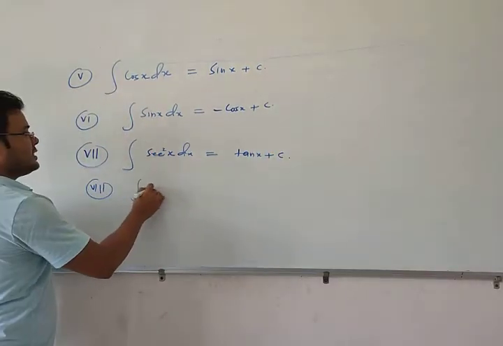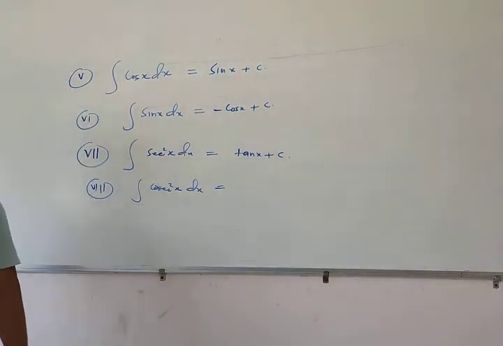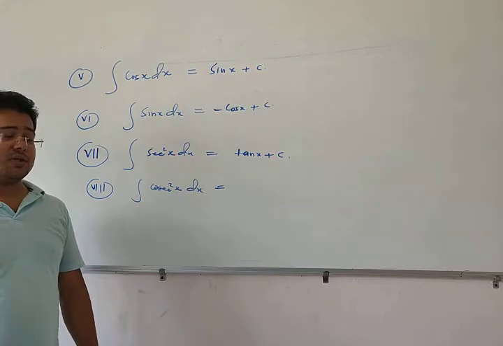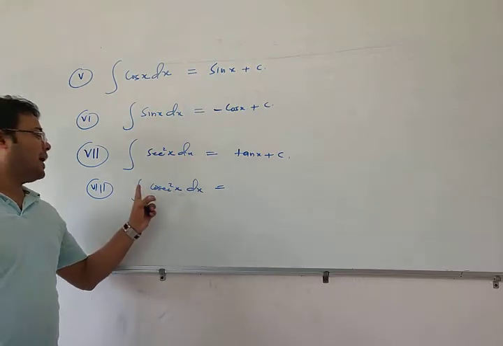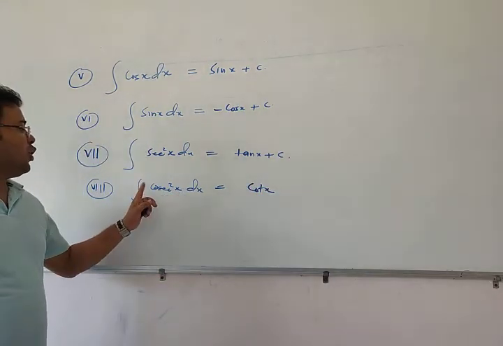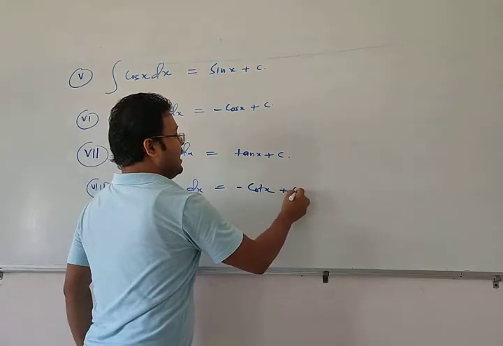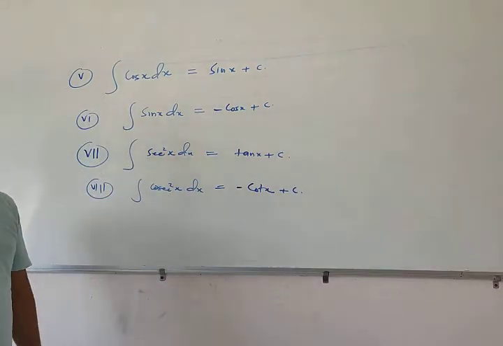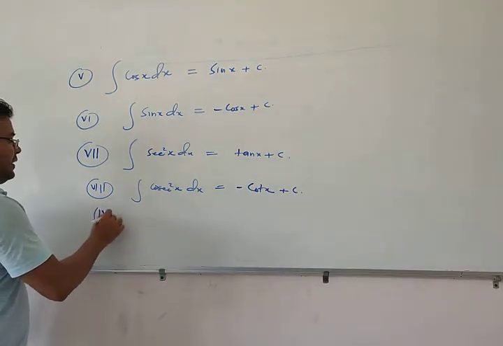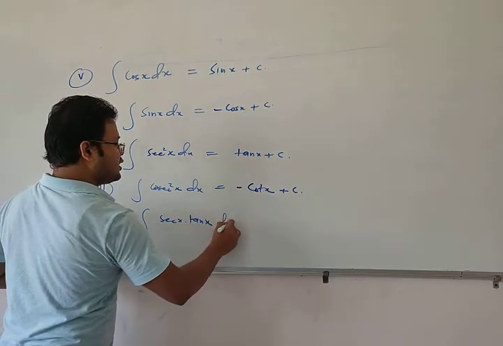Next, integration of cosec square x with respect to x. We know that the differentiation of cot x is minus cosec square x. So the integration of minus cosec square x is cot x, but we do not write the negative sign here. So we have to write the negative sign on the right side, and lastly add the constant term c, which is called constant of integration.